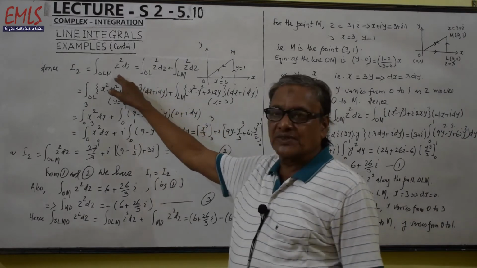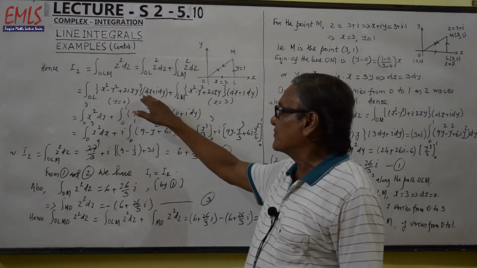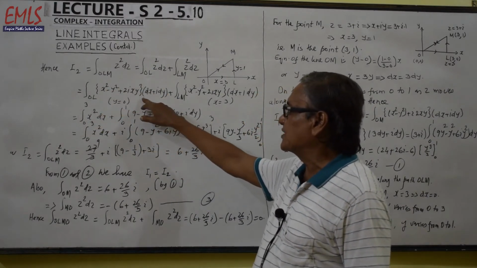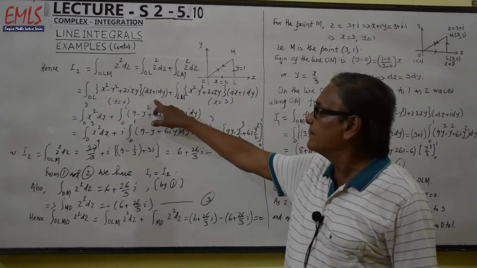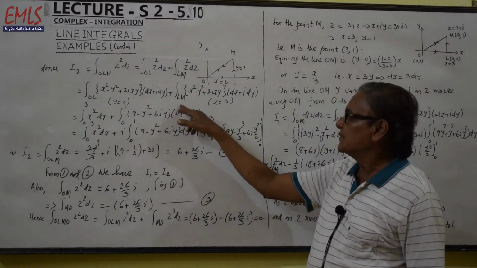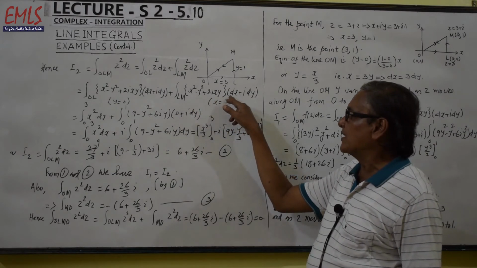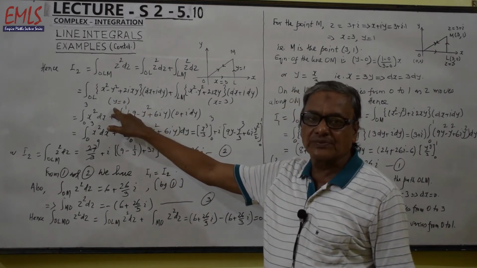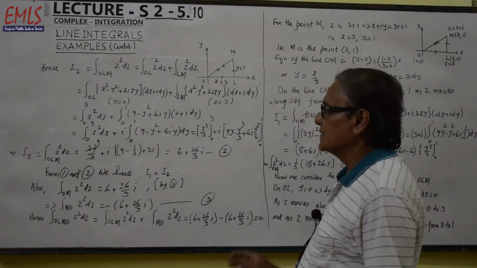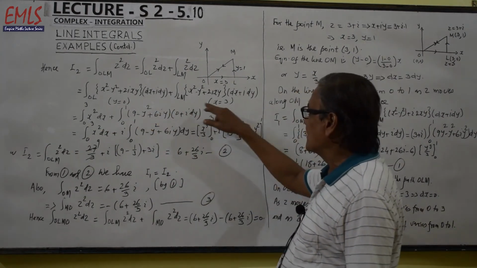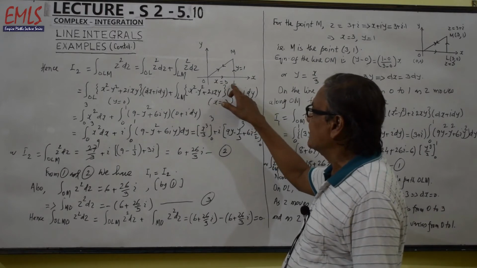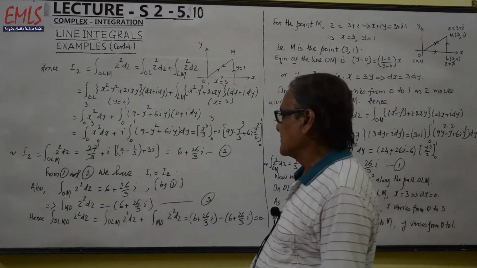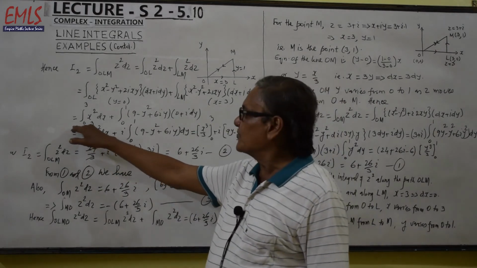The value of z squared is x squared minus y squared plus 2ixy. So the first integral is the integral along OL of x squared minus y squared plus 2ixy, with dz equal to dx plus i dy, plus the integral along LM of x squared minus y squared plus 2ixy times dx plus i dy. In the first integration, y is 0. We have already explained the limits of x and y. And along the path LM, x is 3, so dx is 0 here; along OL, dy is 0.